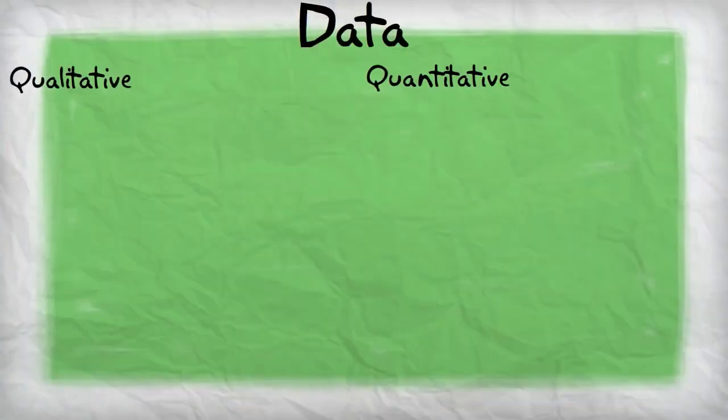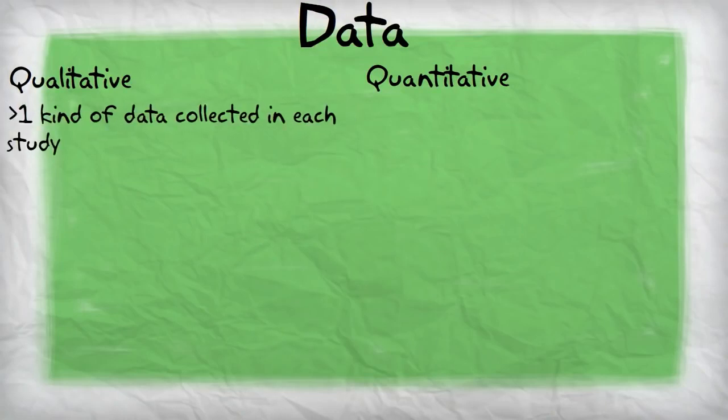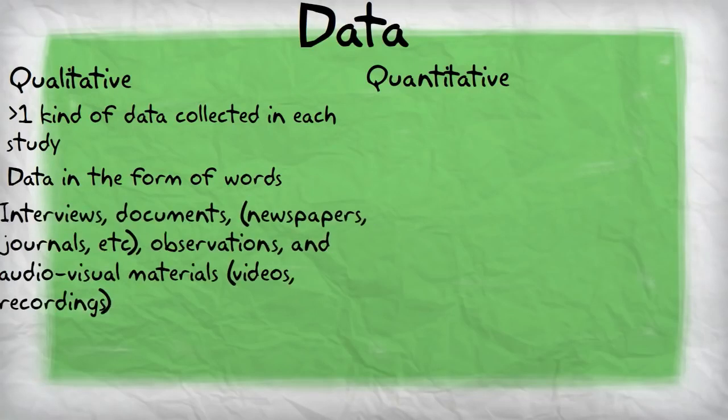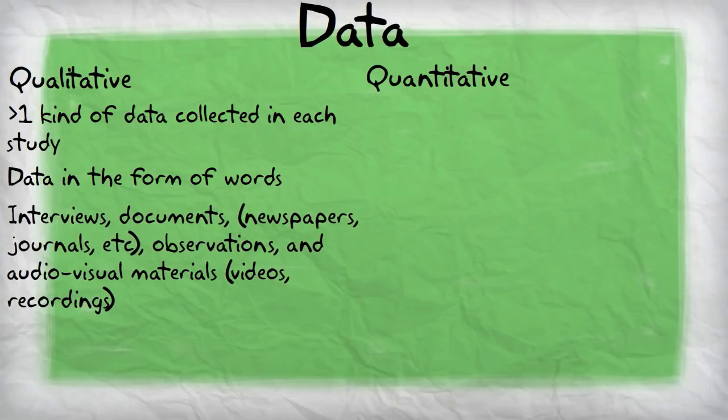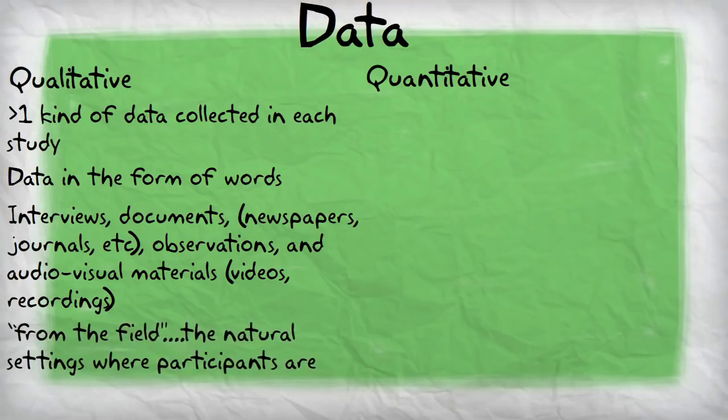Typically, in qualitative research, researchers collect more than one type of data in order to get a better, more holistic picture of what's going on in the field. The data used in qualitative research is almost always in what people say or their words. This data usually comes from interviews, documents like newspapers or journals, etc., observations, and audio-visual materials like videos or audio recordings. Researchers usually obtain multiple types of these kinds of data in order to answer a research question. All of this data comes from the field, which means the natural settings where participants are. In qualitative research, researchers go into the field and spend a lot of time there interviewing and observing the participants and their environments.